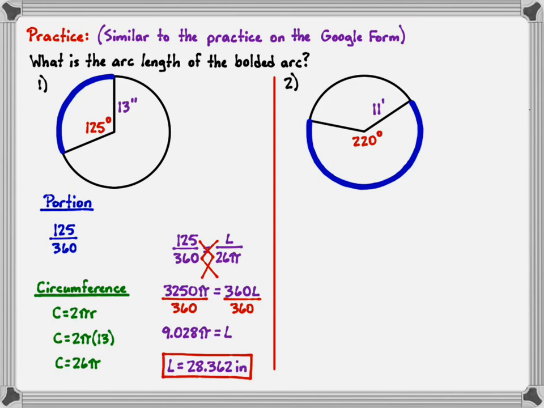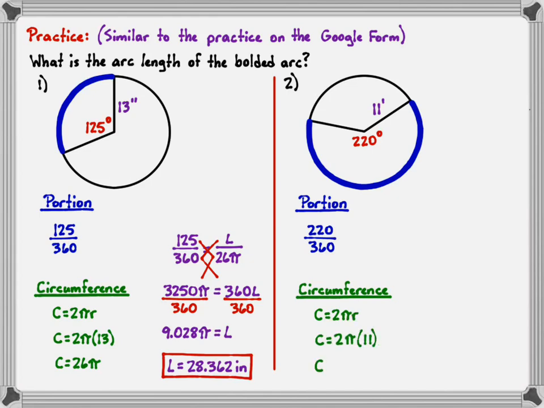For number 2, it's going to be the same exact thing. The bolded arc is the blue one here, so the degree measurement on that is 220 degrees out of 360. The circumference is going to be 2 times pi times 11, so 22 pi. And then setting up the proportion, we've got 220 over 360 equals, well, what is the part? The part is the thing I'm looking for, the arc length. And then the whole is going to be the entire circumference, so over 22 pi.